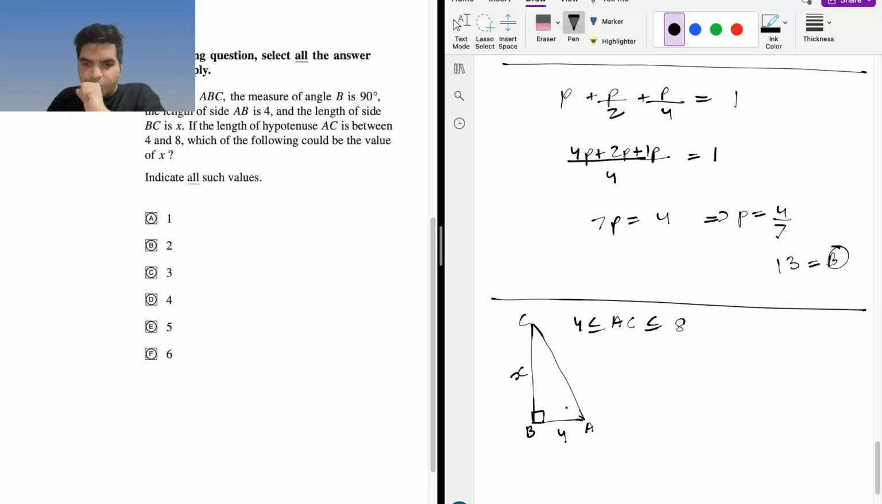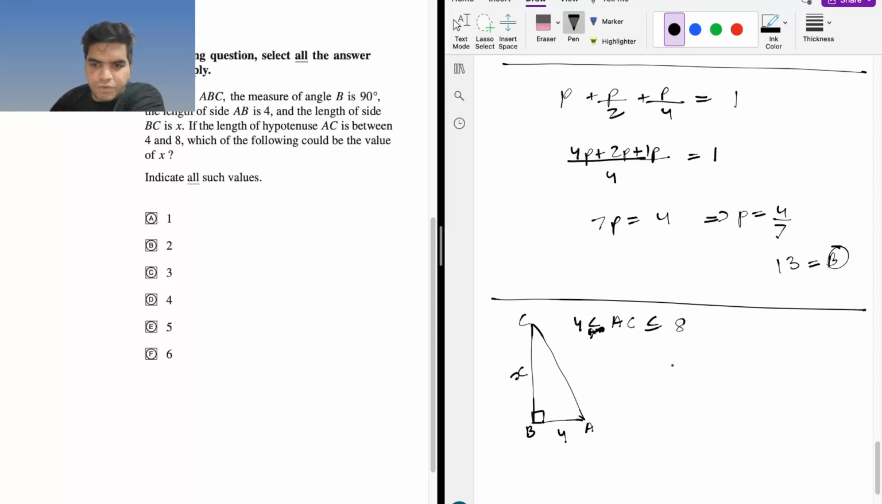So what if it is 4? Definitely it can't be 4. Why? If it's a right angle triangle, AC can be 4 only when X is equal to 0. So 4 can't be there, so the equal-to case we'll have to remove. For 8, since we have to find all the values, yes, 8 can be taken, I guess.